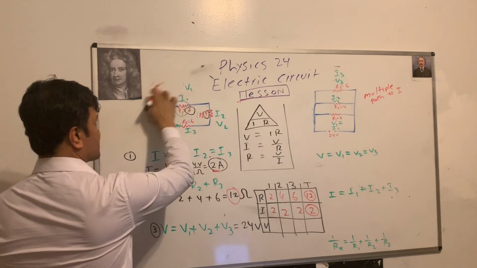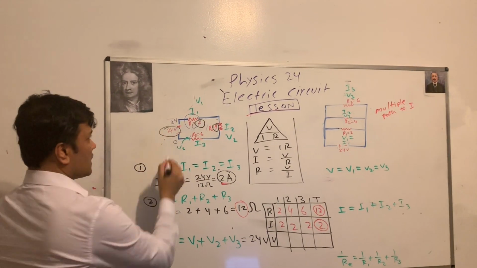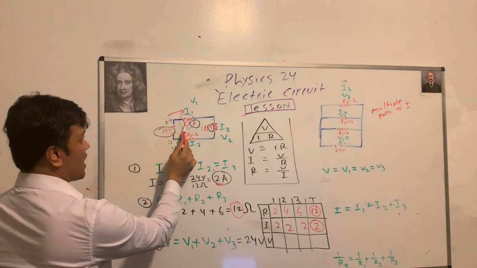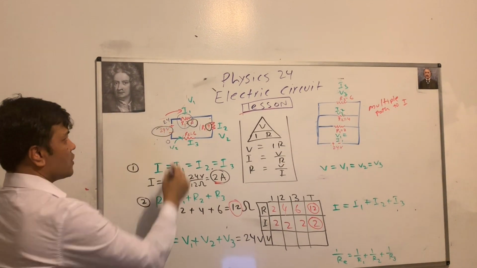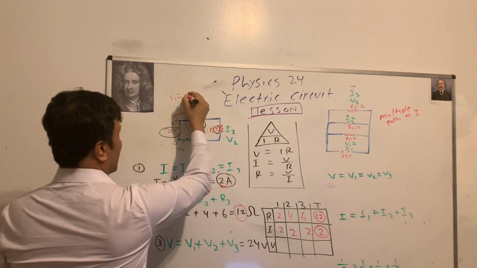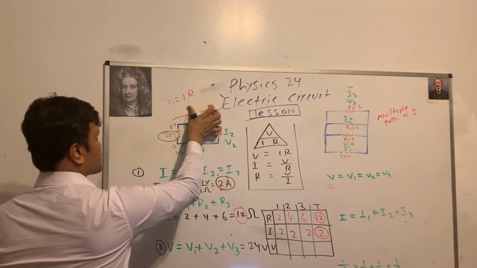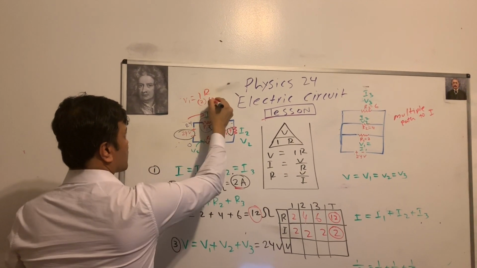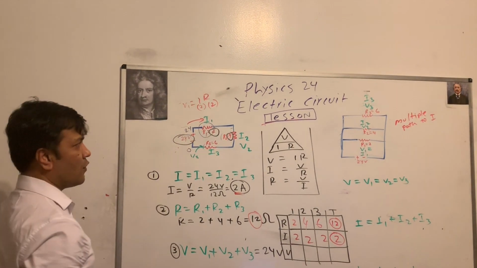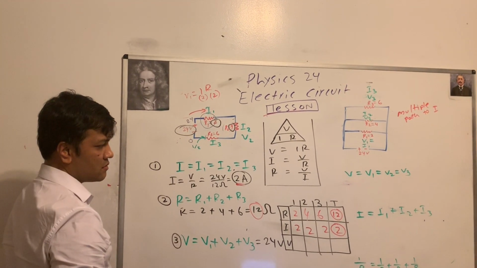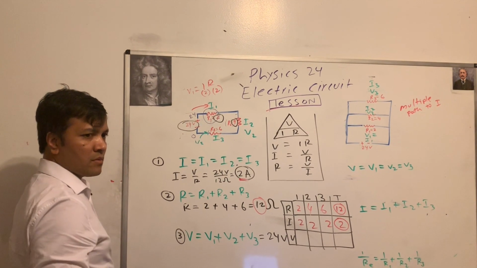Now let's find the voltage. There are voltage drops. How much voltage goes to R1? The total is 24. By definition, voltage is IR. So I is how much? I is 2. And R is 4.